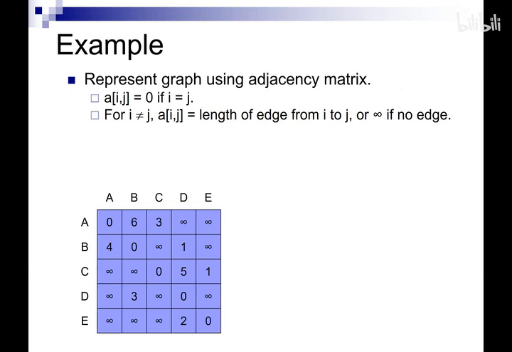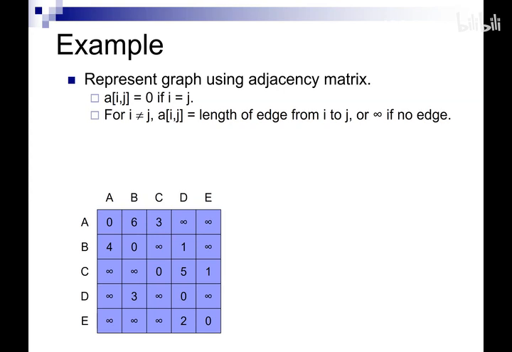You've probably seen this algorithm before. We're going to use the Floyd-Warshall algorithm, but let's do a recap of how this is going to work. First of all, we're going to represent the graph using an adjacency matrix. The adjacency matrix is just going to give the distances between the different pairs of nodes.